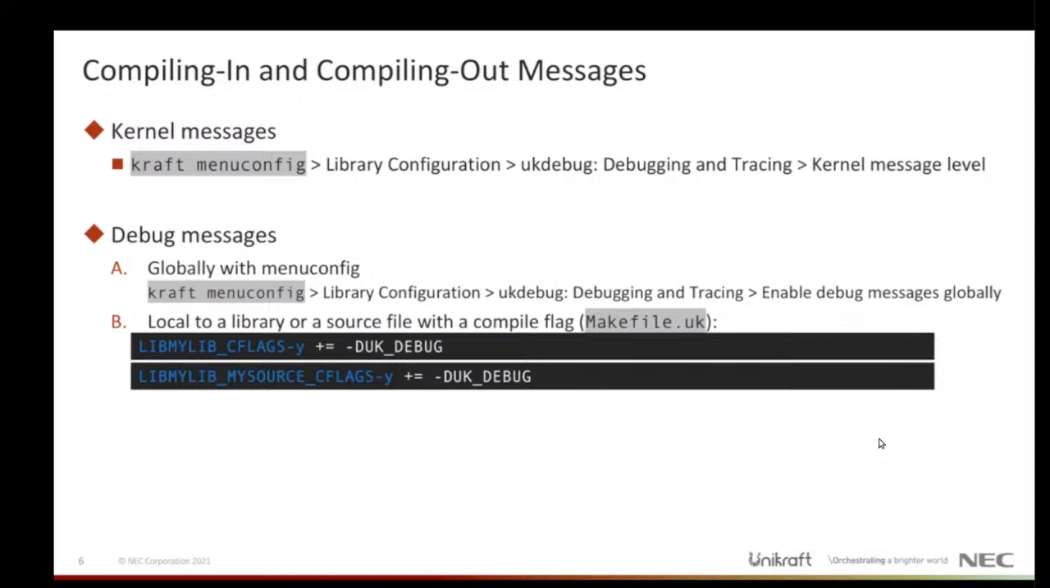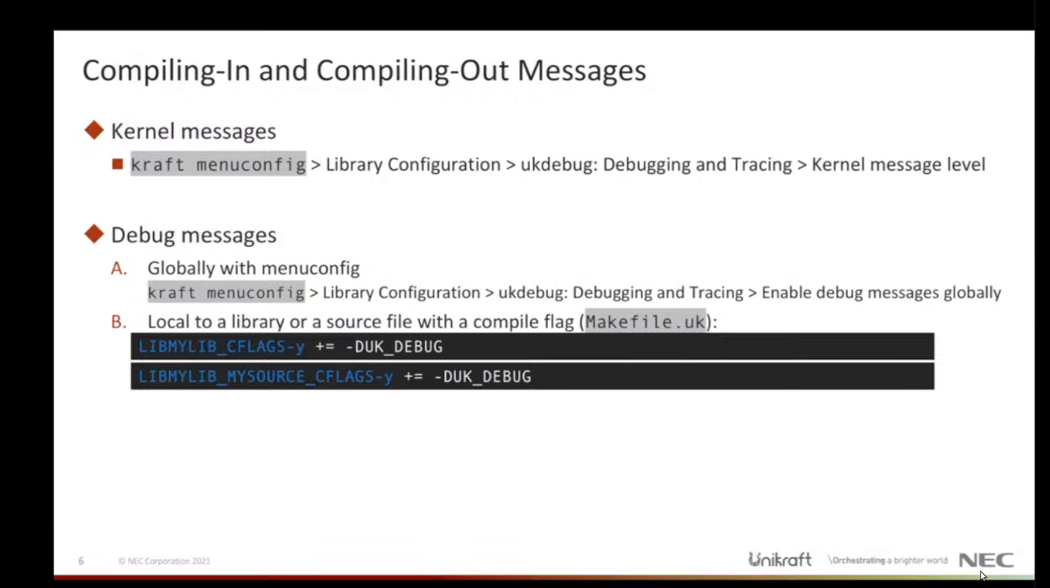So the second option, you can limit the focus of enabling debug messages by modifying the Makefile.uk of your library. For instance, you can with a compile flag enable it just for single source files. So you can distribute the compile flag to single source files, or you can enable all debug messages of your library with a compile flag that is then applicable for the whole scope of your library, for all source files in there.